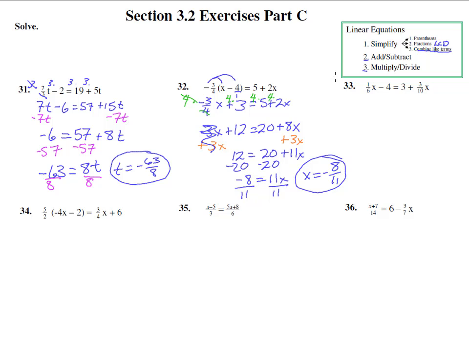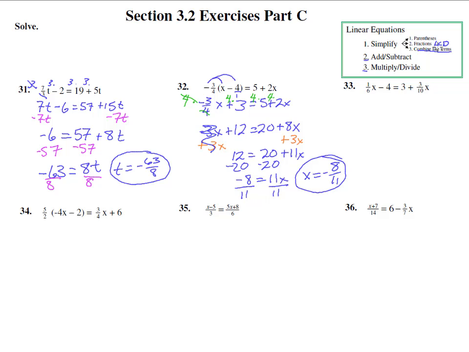Number 33. 1/6 x minus 4 equals 3 plus 3/10 x. Do we have any parentheses? Nope, we don't. Do we have any fractions? Yes, we do. We've got a 6 for a denominator and a 10 for a denominator.